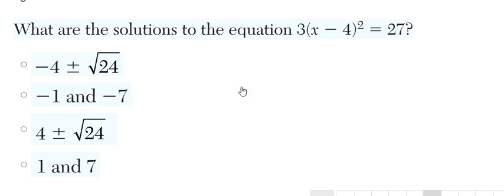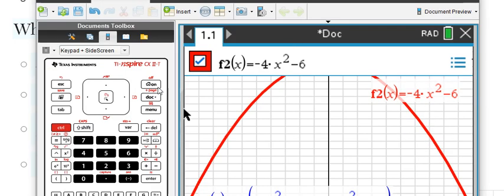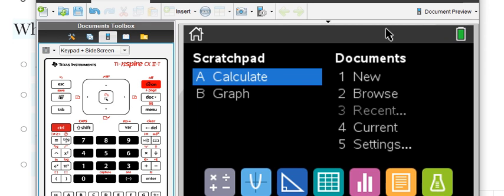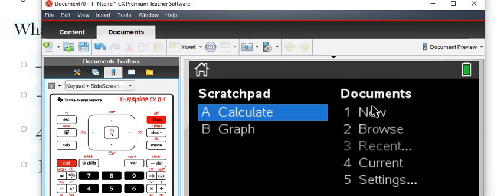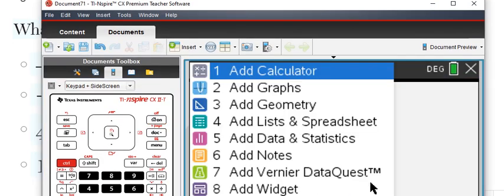Okay, Regents Exam 1, question number 14. What are the solutions to the equation 3 times the quantity x minus 4 squared equals 27? Now, anytime we're solving for x and it's a multiple choice question, again, graphing calculator. I'm not saying never do this by hand. I'm saying if you've got a calculator, take advantage of the easy ones.